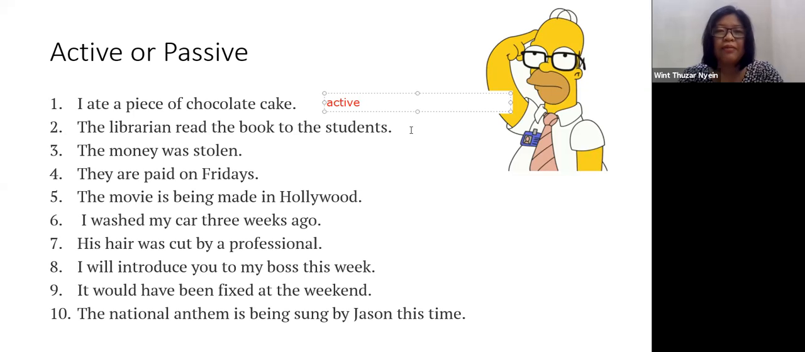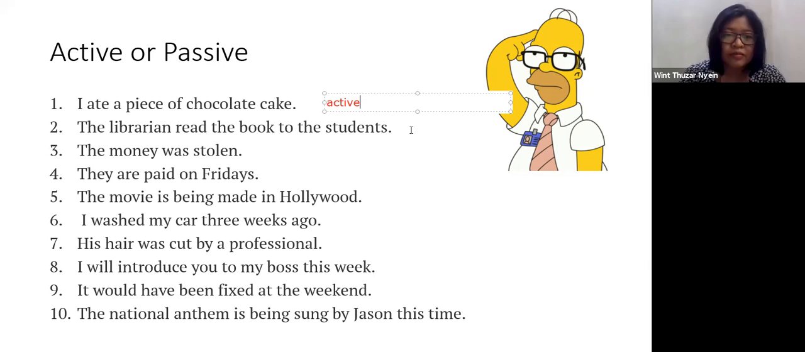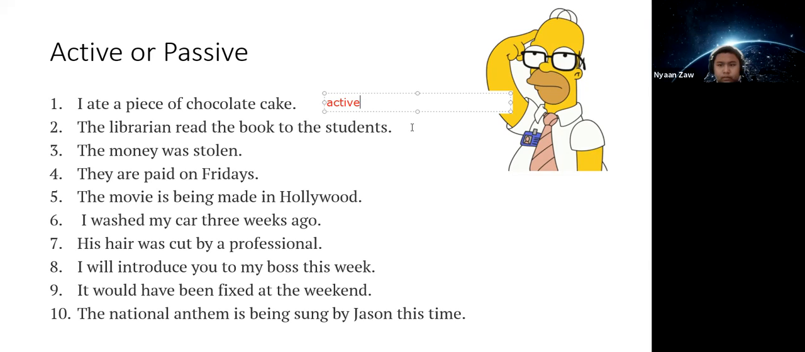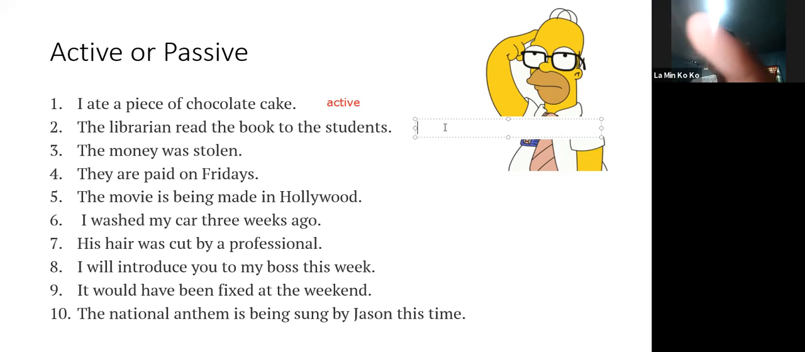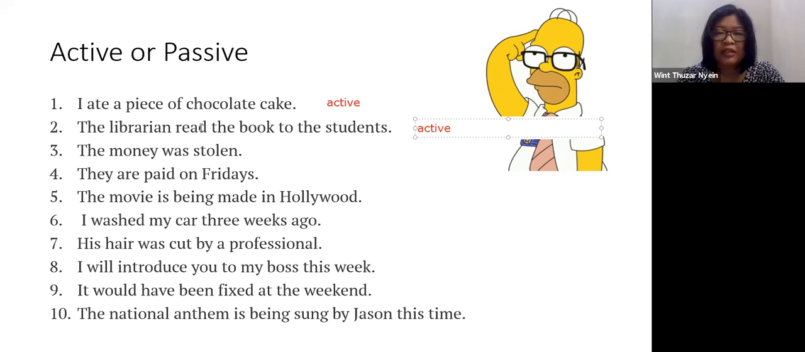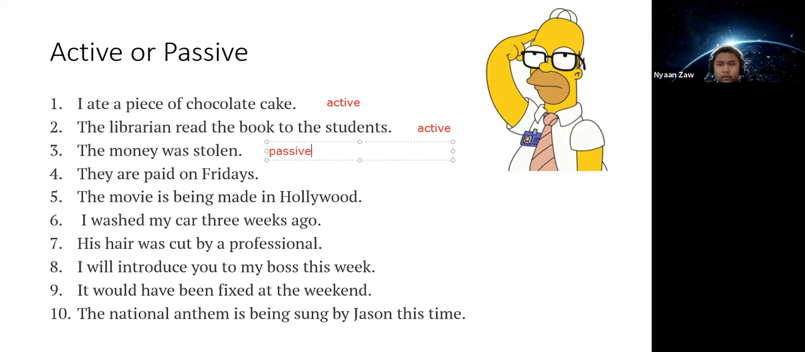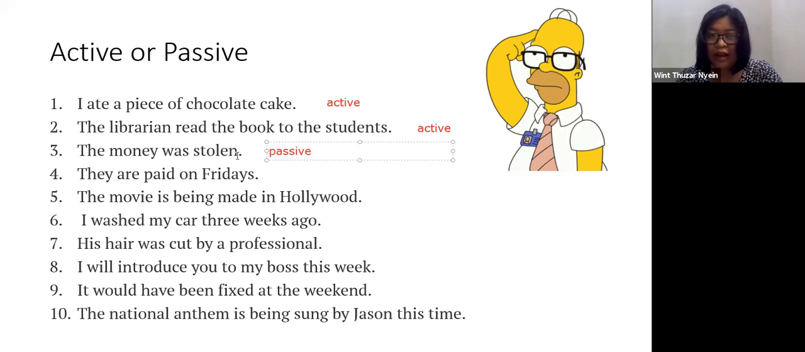Number 2. The librarian read the book to the students. Active. Yes, active, right? Read is a present tense. Okay. The money was stolen. Passive. Okay, was plus verb 3, right? So what will the active verb be?